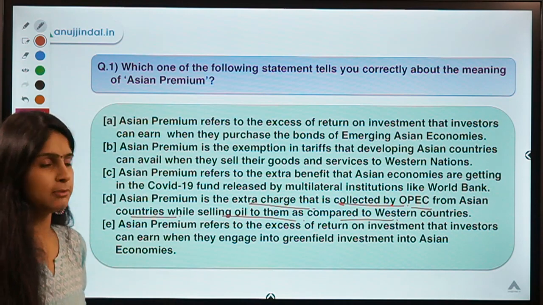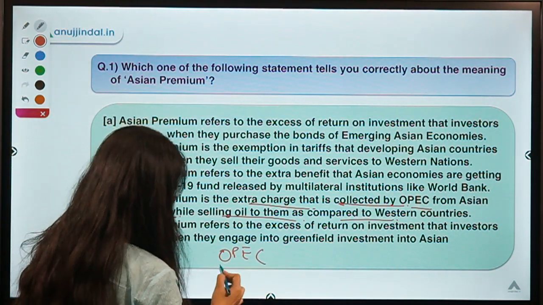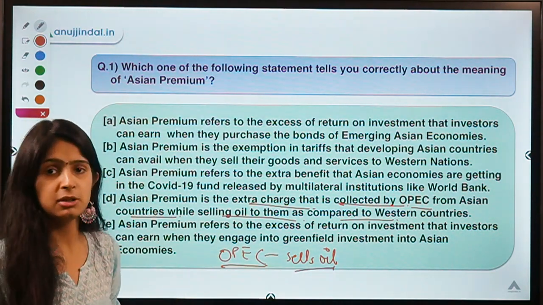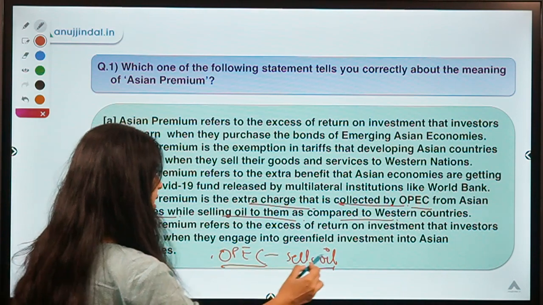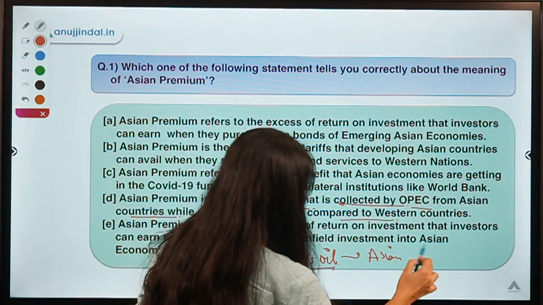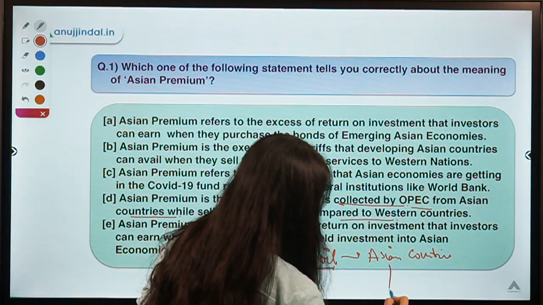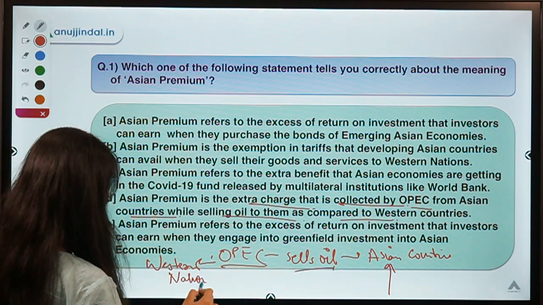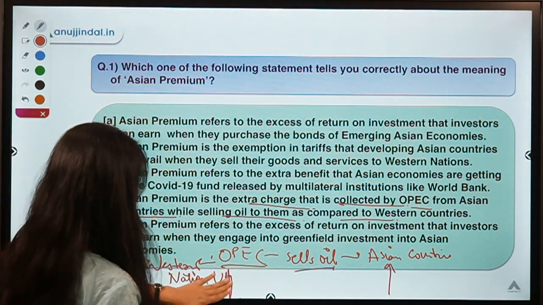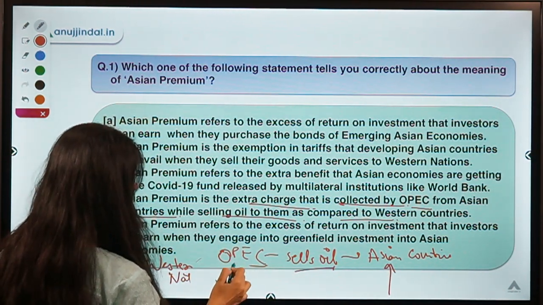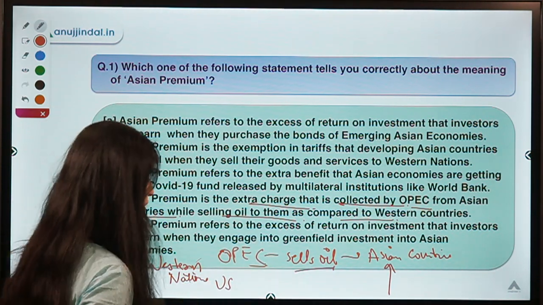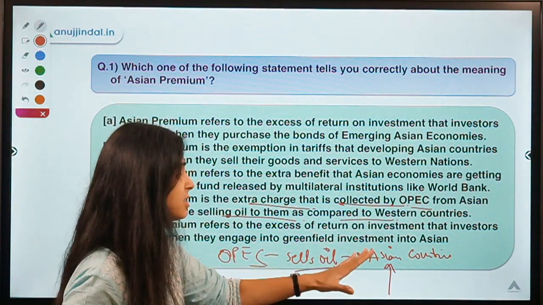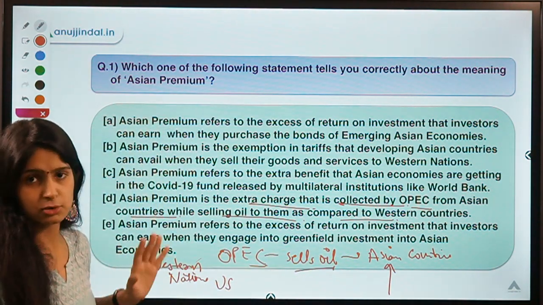So let's try to understand this in a simple way. I think we all are aware of what OPEC does. OPEC sells oil. It is nothing but a group of countries who sell oil to the entire world. When they sell oil to Asian countries like India, China, Japan, they charge a higher price as compared to when they sell oil to Western nations like the UK or the US, or European nations. This seems like a bit of a contrast, because they are charging a higher price from the eastern part of the world, which is considered relatively poorer as compared to their western counterparts.